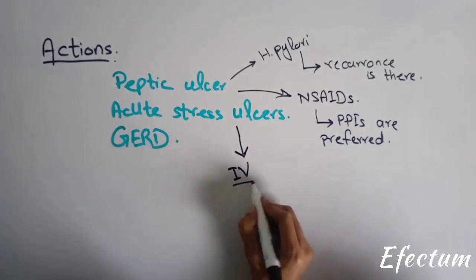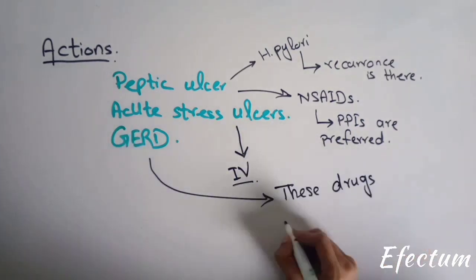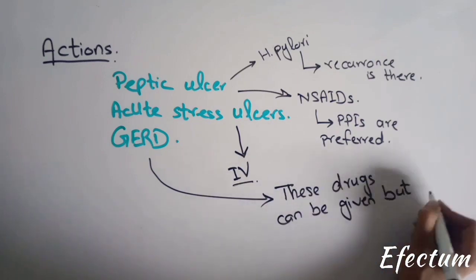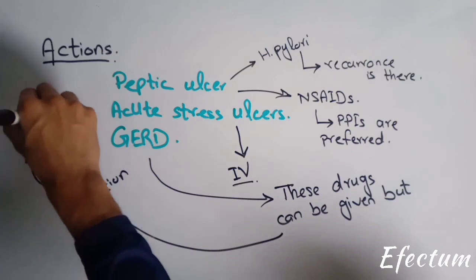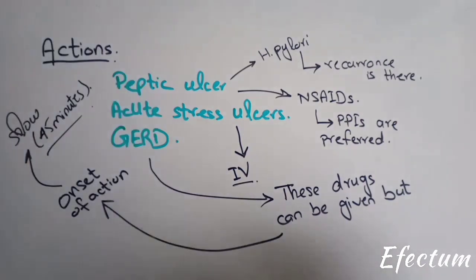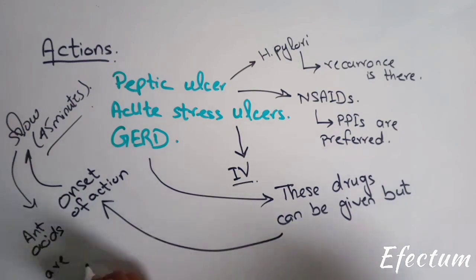In case of acute stress ulcer, we use intravenous formulations, and in case of GERD, these drugs can be used, but there is one problem with them: their onset of action is very slow, it takes 45 minutes to give its action. So that is why we use antacids, which neutralize.